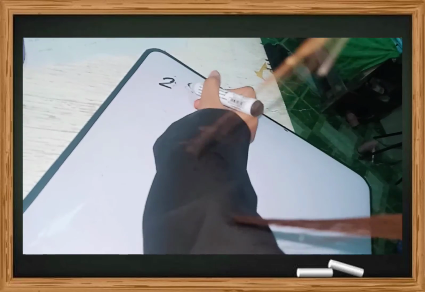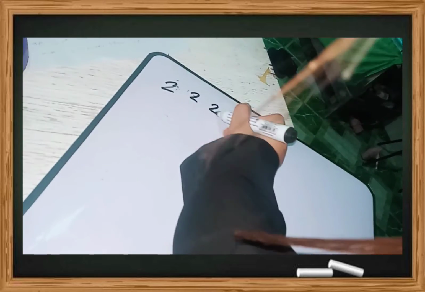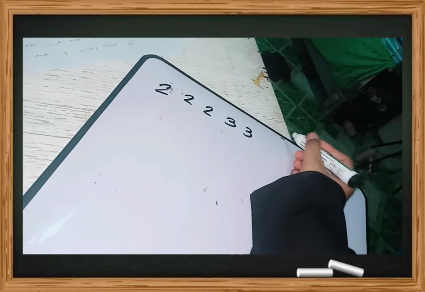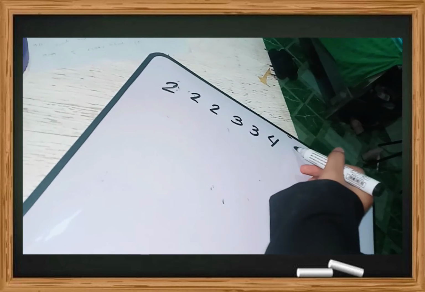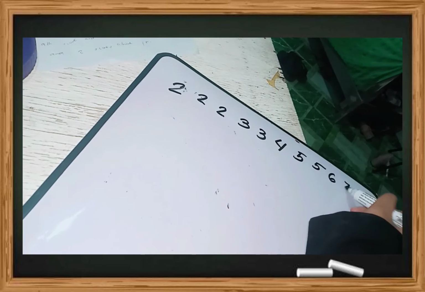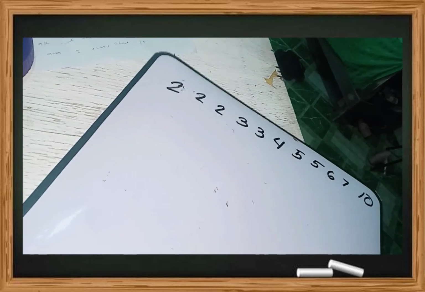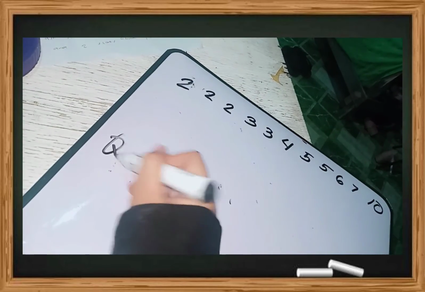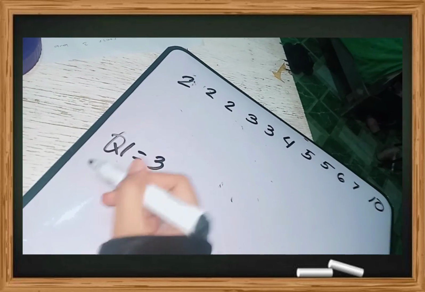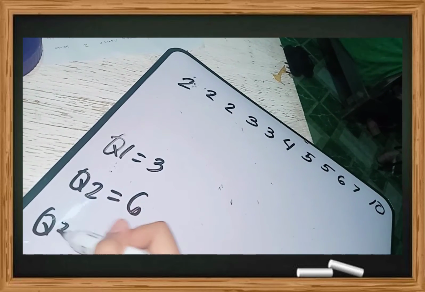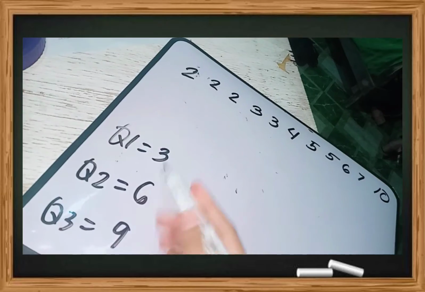So the arrangement will be 2, 2, 2, 3, 3, 4, 5, 5, 6, 7, 10. Again, the quartile 1 is equal to 3, the quartile 2 is equal to 6, and the quartile 3 is equal to 9.